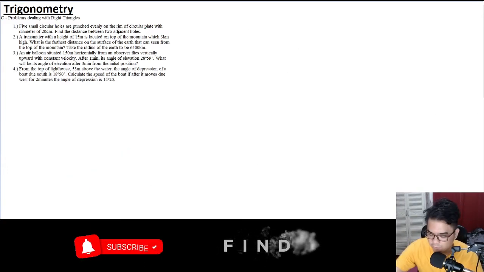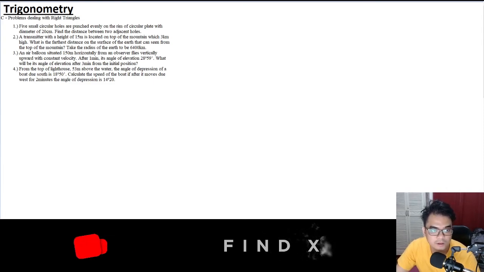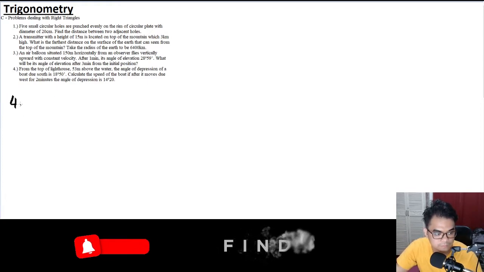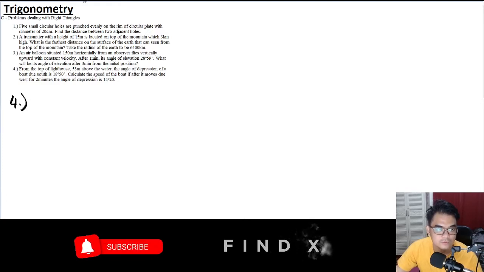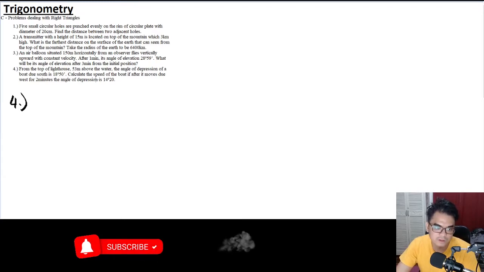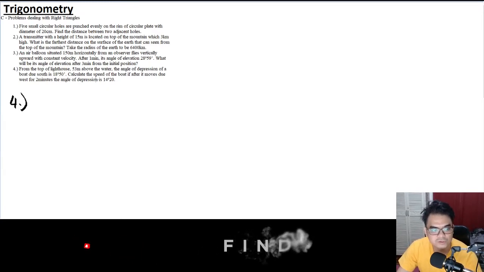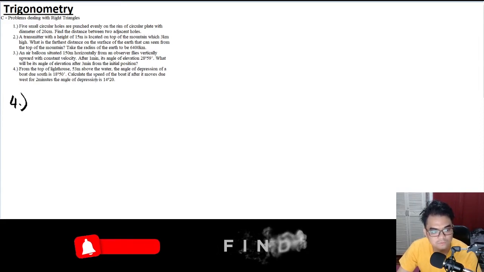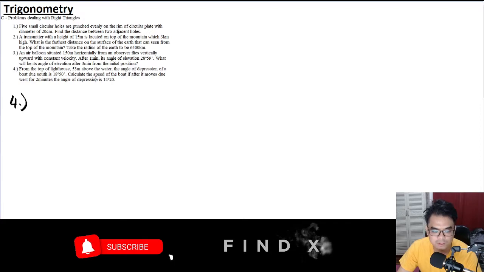So we have our next problem, number 4. From the top of a lighthouse 53 meters above the water, the angle of depression of a boat due south is 18 degrees, 50 minutes. Calculate the speed of the boat if after it moves due west for 2 minutes, the angle of depression is 14 degrees, 20 minutes.